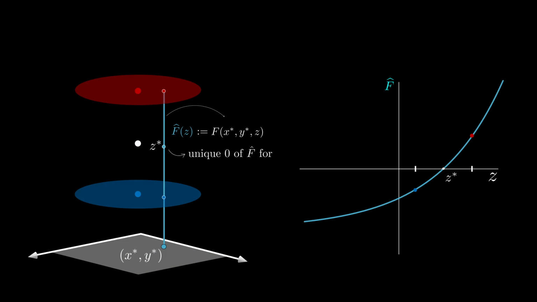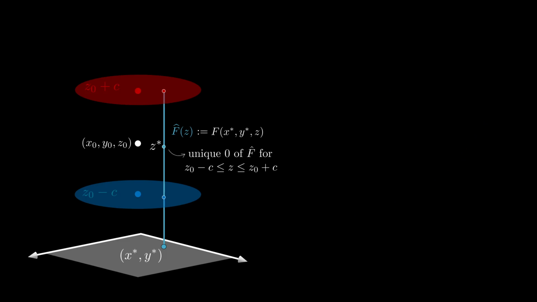Now with this we can guarantee that at this point our function f hat has a unique point for f equal to 0, a unique 0, just like in the 2D case, okay? And this unique 0 is contained in the interval between z0 minus c, that is this disk, and z0 plus c, that is this disk. And remember that this is contained. Okay.